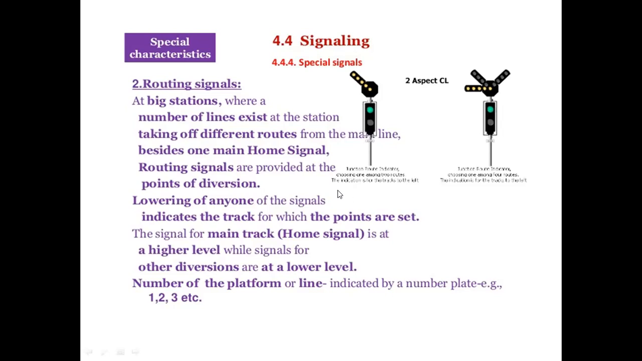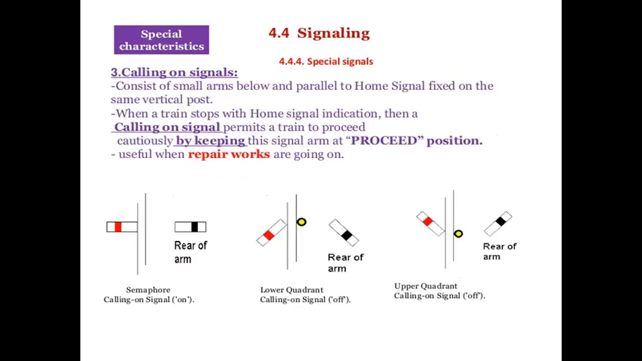So in routing signals, in a big station, a number of lines or tracks can exist at a station, taking off different routes from the main line besides one main home signal. These routing signals are provided at the point of diversion, and the lowering of any one of the signals indicates the track for which the points are set.